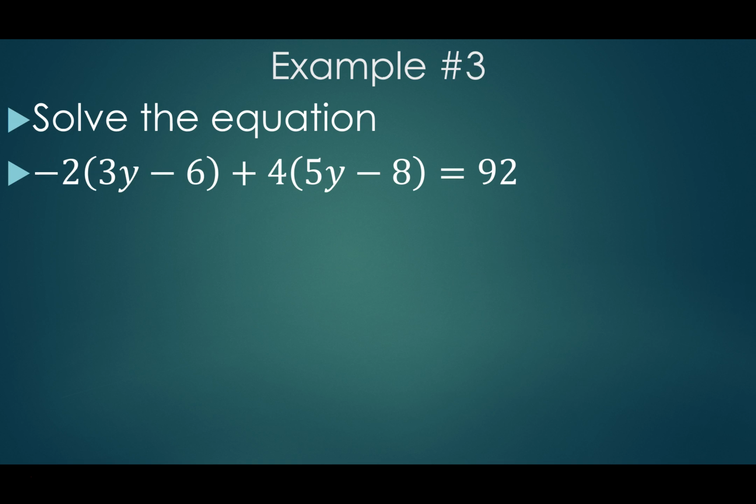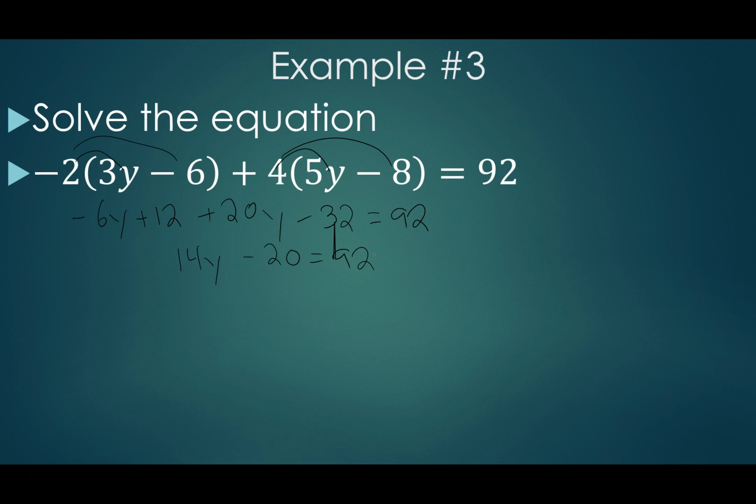If we have parentheses in the problem, which means we need to distribute the number on the outside of the parentheses to the numbers on the inside. So here we're going to move the negative 2 inside to get negative 6y plus 12, and then the 4 inside to get 20y minus 32. Now again, we combine like terms on the left-hand side, so negative 6y plus 20y is going to be a positive 14y. 12 minus 32 is negative 20. And again, it equals 92.